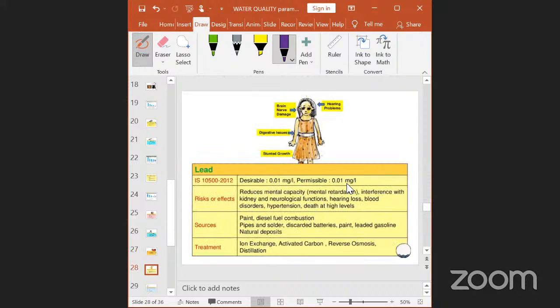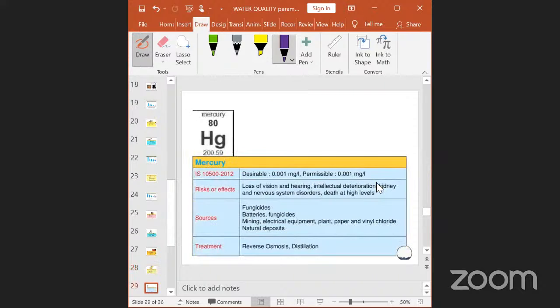Lead: the permissible limit is 0.01. Effects are brain and nerve damage, hearing problems, digestive issues, and stone growth. Sources are paint, diesel fuel combustion, pipes and solder, discarded batteries, leaded gasoline, and natural deposits. Treatments are RO, distillation, ion exchange, and activated carbon.